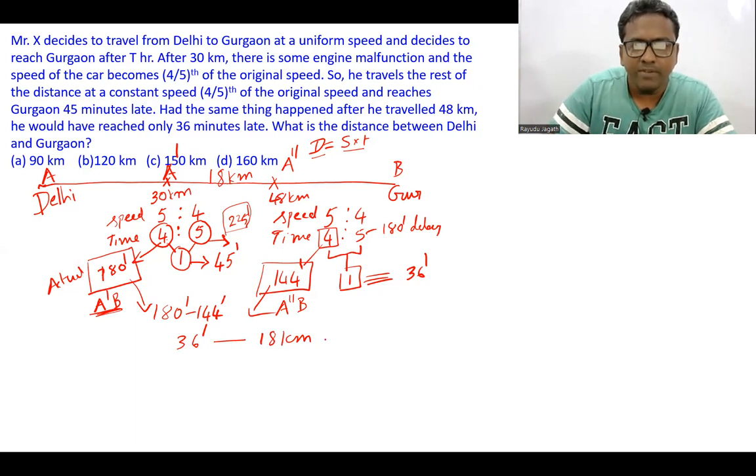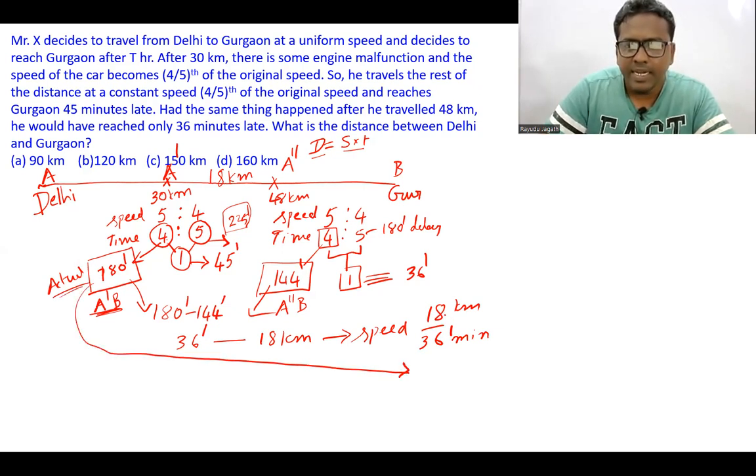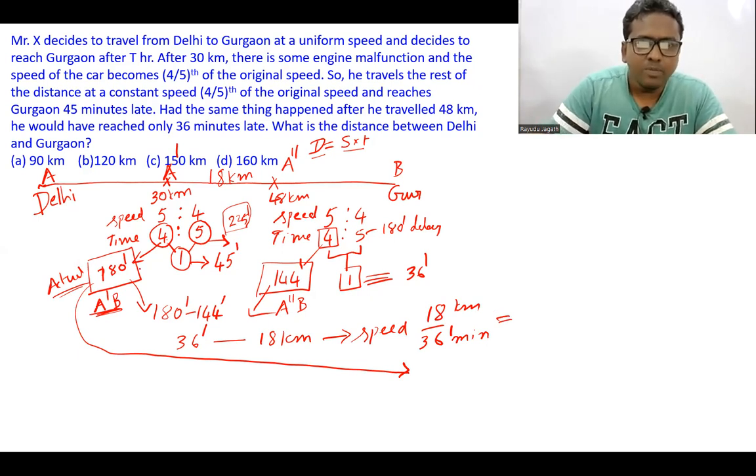So the speed will be, what is that speed? The actual speed of the car will be 18 kilometers by 36 minutes. Keep it as it is. Now, what is the distance between Delhi and Gurgaon? The actual time taken from A dash to B will be 180 minutes. So 180 minutes, while 18 kilometers corresponds to 36 minutes, which is nothing but the speed of the car. This is A dash to B. The actual time is 180 minutes.